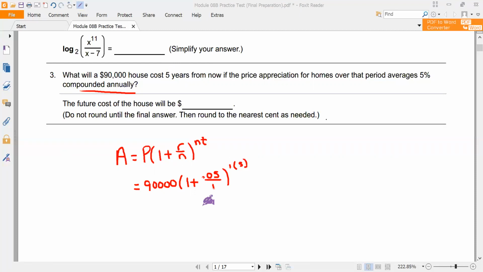So this is 114,865, and if we round to the nearest cent, like they said in the directions, 34 cents. So $114,865.34.